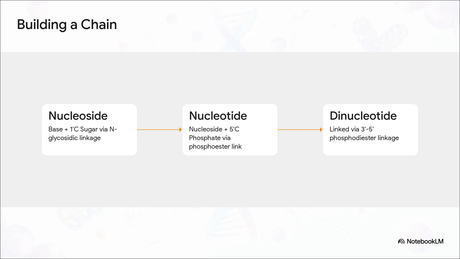Step 1. A nitrogenous base links to the 1' carbon of the sugar. This happens via an N-glycosidic linkage, forming what we call a nucleoside. Step 2. A phosphate group attaches to the 5' carbon of that nucleoside via a phosphoester linkage. Boom! Now you have a complete nucleotide. Step 3. To link two nucleotides together, the 3' carbon of one sugar links to the 5' carbon of the next through a 3 to 5 phosphodiester linkage. This creates a dinucleotide, and you just repeat that exact process over and over to build your massive polymer chain.